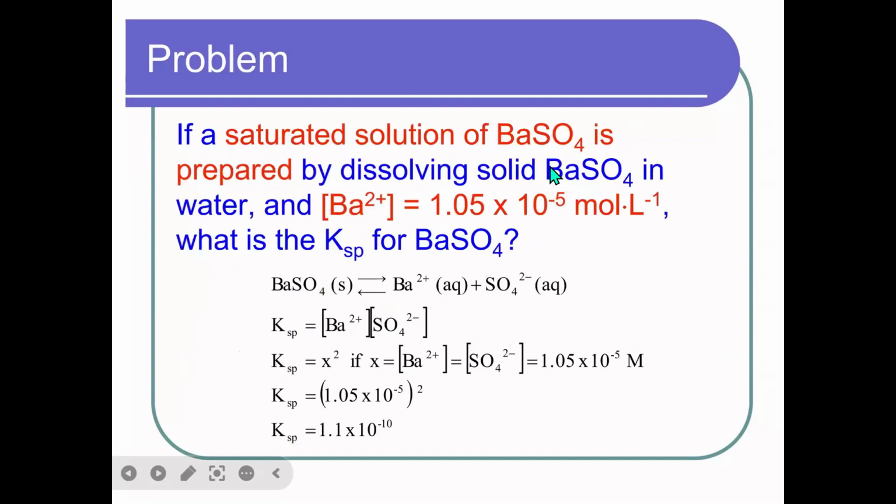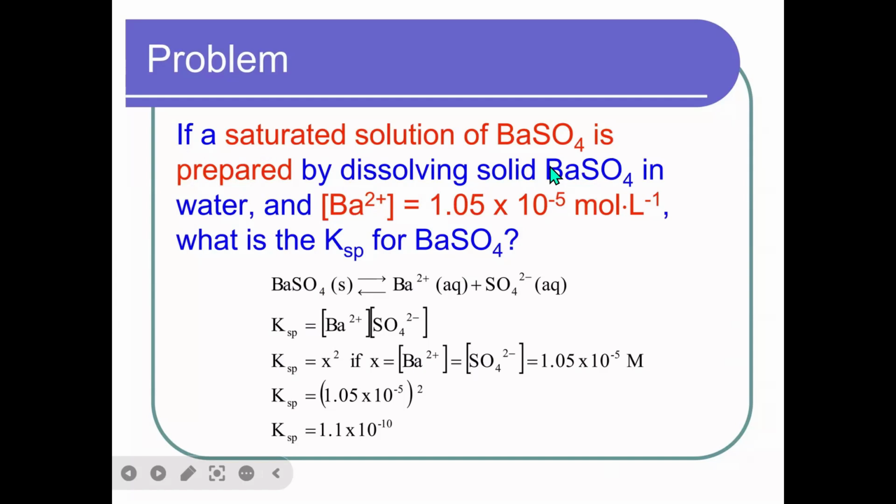If a saturated solution of barium sulfate is prepared by dissolving solid barium sulfate in water, and the concentration of barium ion is given as 1.05 times 10 to the power of minus 5 mole per liter, what is the Ksp for barium sulfate? So first you have to take barium sulfate and then dissociate it. The barium sulfate dissociates to produce barium ion plus sulfate ion, and all of them are 1 mole. Therefore the Ksp is equal to the concentration of barium times the concentration of sulfate. The bracket means concentration, so they are the same. Since they are the same and they are 1 mole, you can just say x times x.